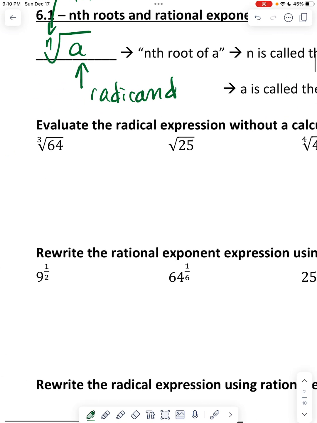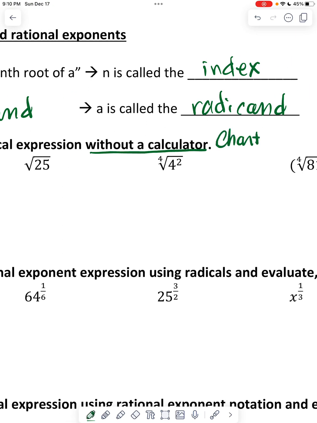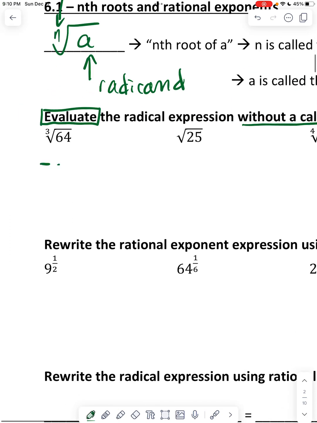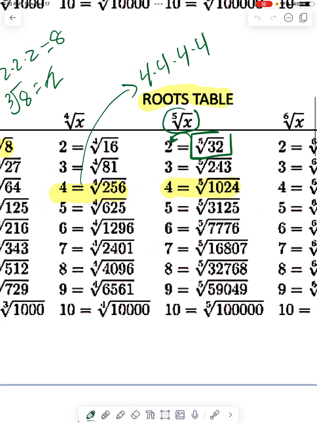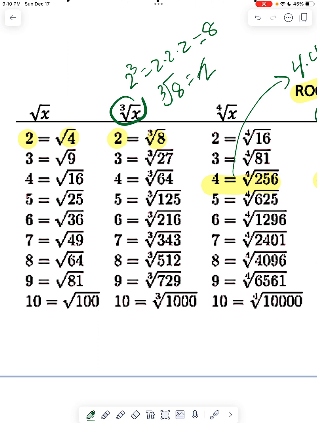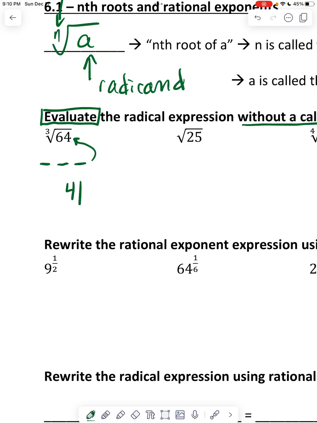Okay, this is evaluate. Evaluate always means to find the actual number. Without a calculator is going to mean that you're using your chart. So this one's saying what number times itself 3 times would give me 64. And if I go to my chart, this is going to be annoying, but I'm going to keep going back and forth. I'm looking for the third root. So I look at my third root column of 64, and it's saying the third root of 64 would be 4, because 4 times itself 3 times would be 64.